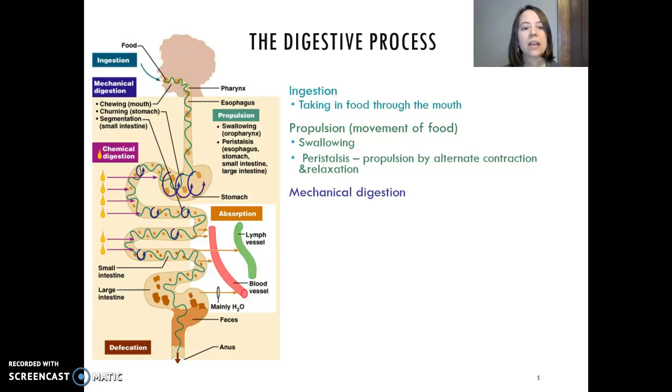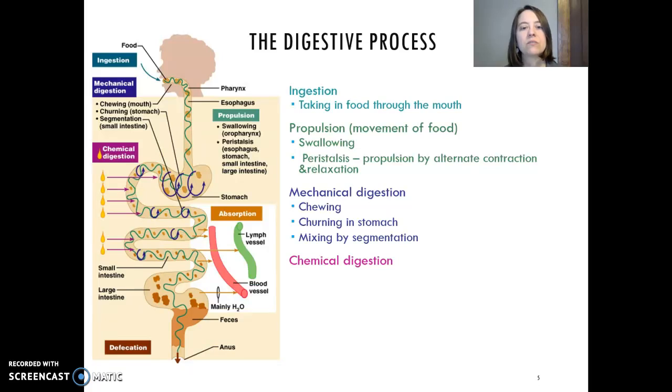Then there's also mechanical digestion, which is chewing, churning in the stomach, and mixing by segmentation in the intestines. So you've got some chewing in the mouth, churning in the stomach, and then segmentation in the intestines. And that is physically breaking down the food.